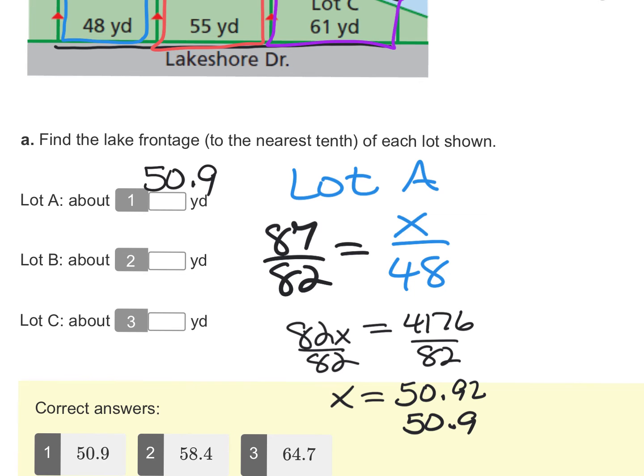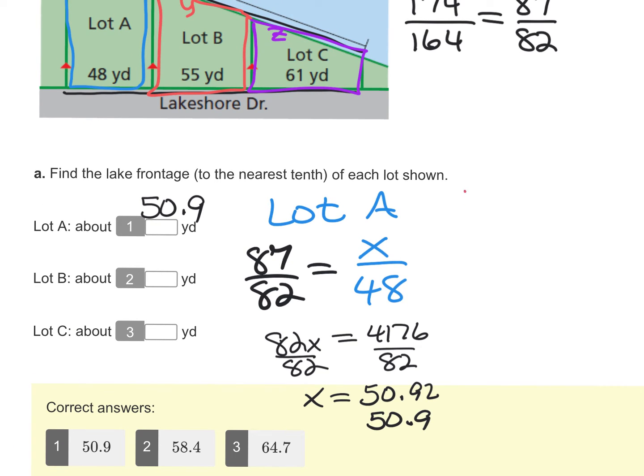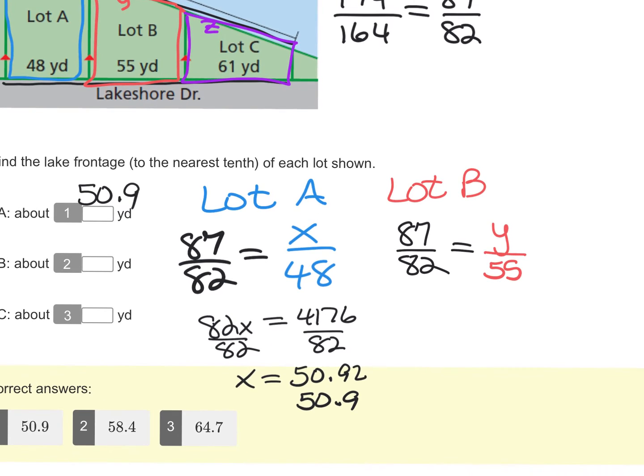Now I'm going to do another proportion for lot B. And again, I'm using the same original ratio. So I'm using the 87 over 82. I don't know the lakefront footage, so I'm going to put a Y here. And then the frontage for Lakeshore Drive was 55 for lot B. So again, I'm going to cross multiply 82 times Y. And then I'm going to do 87 times 55. And that gives me 4,785. Divide by 82.